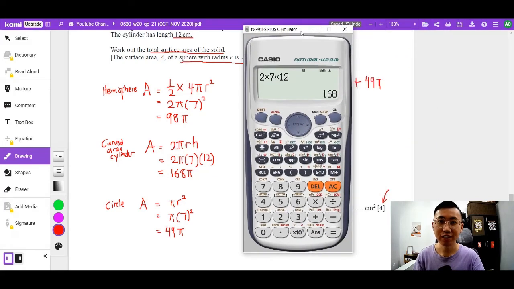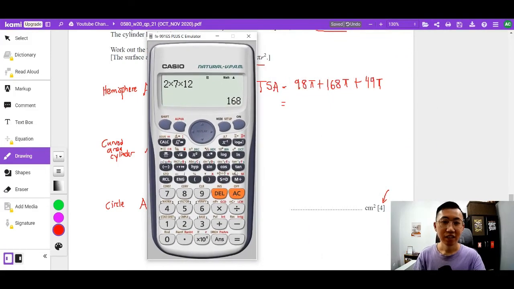Hold on, shift this away so that we can focus. Alright, 98 pi. Okay, plus 168 pi plus 49 pi. Press equal. Okay, don't write your answer in this format because it's not really accepted in the IGCSE marking scheme. So, you know, show the decimal.